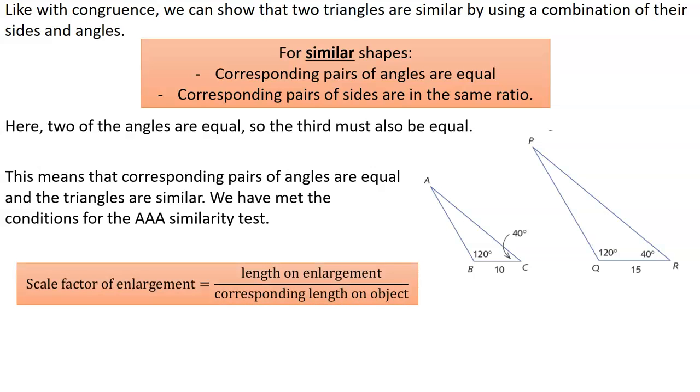To work out the scale factor between the shapes, we take the length on the enlargement divided by the corresponding length on the object. So here, the scale factor to move from the ABC shape to the PQR shape is 1.5. Enlargement divided by object, it's called.